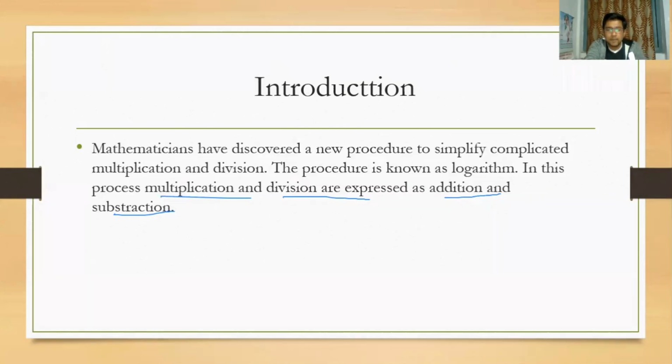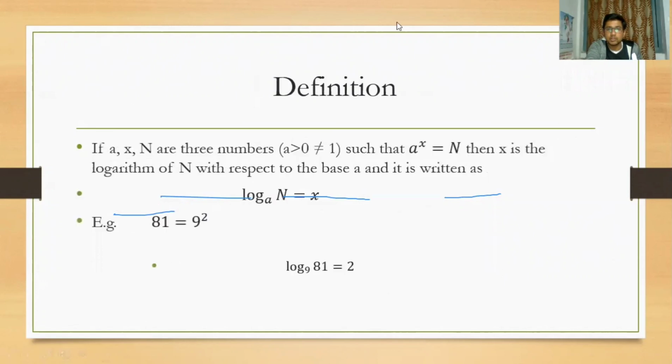Let's proceed further. First of all, what is this logarithm actually? Let's understand the definition. Here I have three things: a, x, and n. These are three numbers, but always remember that a is supposed to be greater than 0, and it should not be equal to 1, such that a to the power x is equal to n.